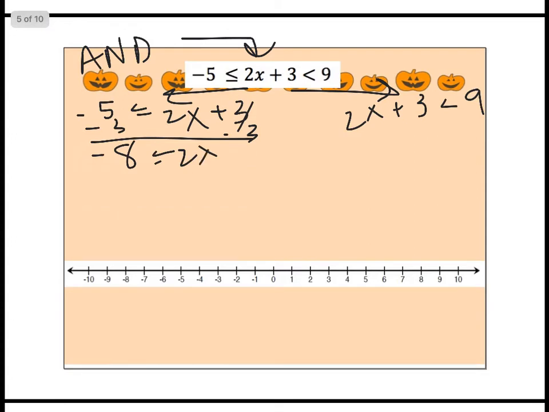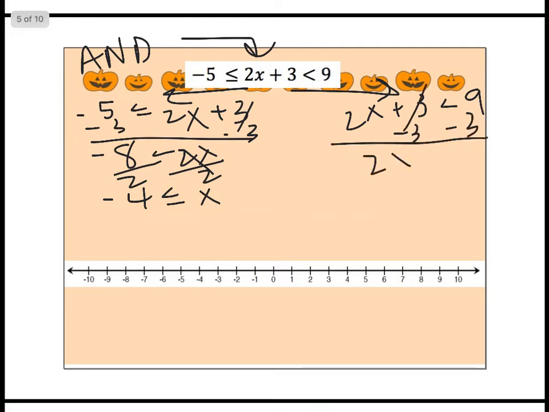Sorry, it's a little sloppy, guys. And then divide by 2. So then I'd have negative 4 is less than or equal to x. That's one solution. Solve my other one, subtract 3. I have 2x is less than 6. Divide by 2. And I have x is less than 3.